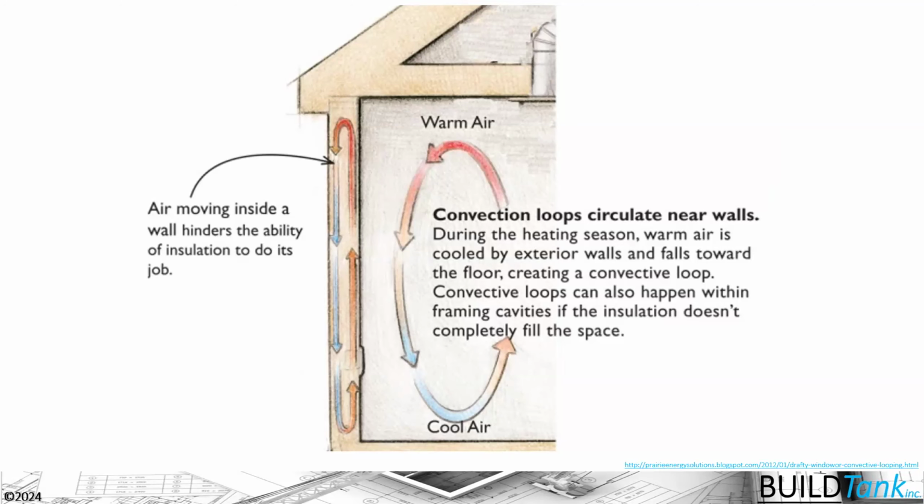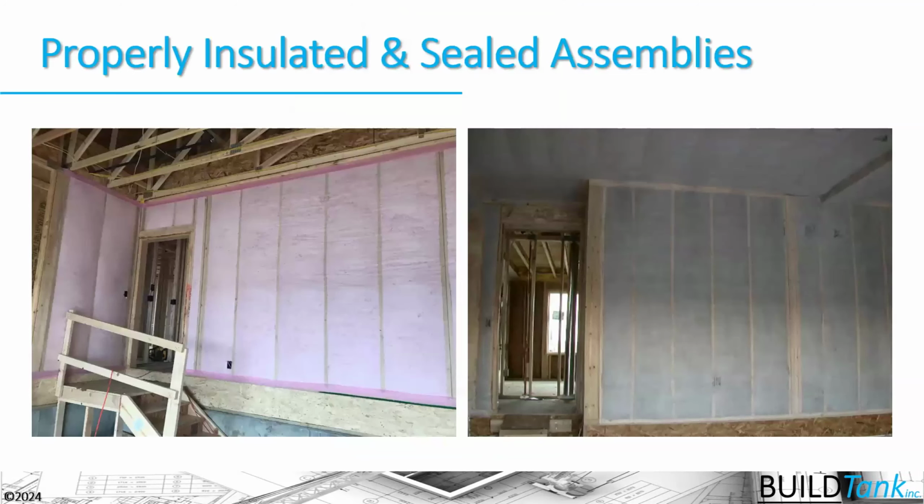And so one of the big things that we need to look at from a code perspective is how well the insulation has actually been installed in the cavities. And this is one reason why we're starting to see more and more blown products be installed versus batt insulation in our cavities, is because you're going to get truer R value in the assembly, and you're going to get a better performing assembly there.